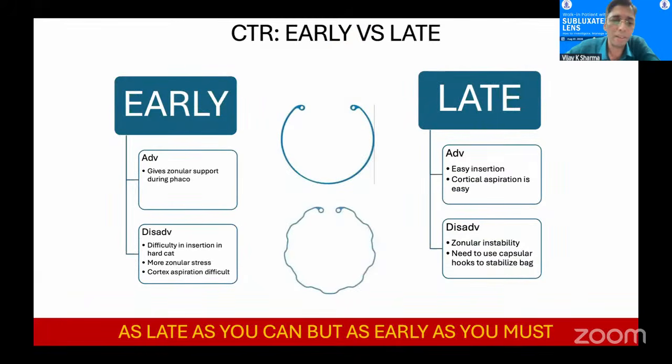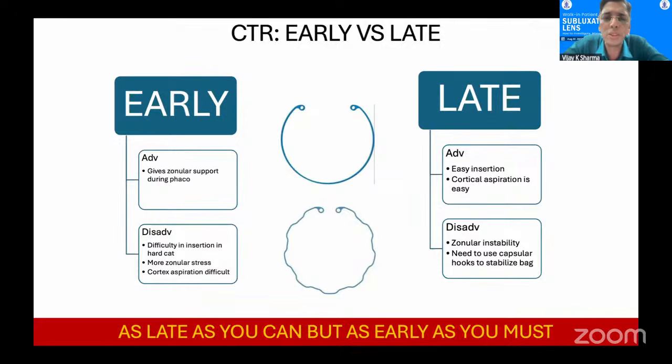Now, CTR. When should you implant the CTR during the surgery? The dictum which goes for CTR is as late as you can, but as early as you must. So if there is too much stress on the zonules during the procedure, you may have to insert the CTR early. But if you put a CTR early in the bag, that can actually make your cortical aspiration difficult, because under the CTR margin, the cortex may get trapped, and it may be slightly difficult to do the cortical aspiration in such cases.